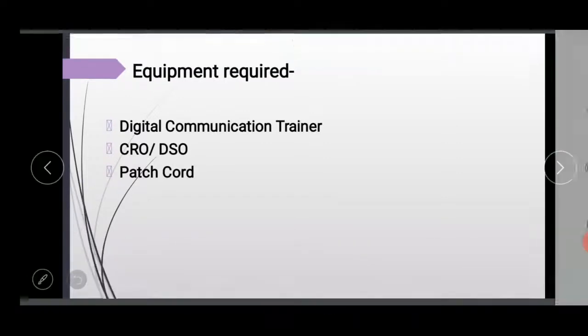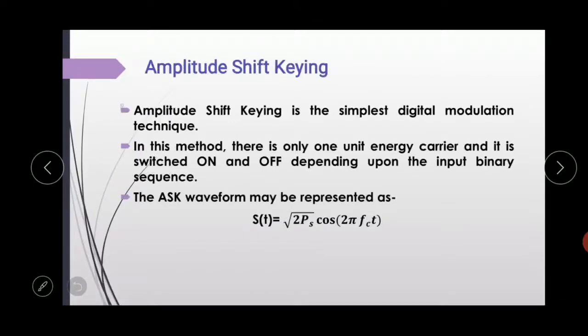So let's discuss the theory part of amplitude shift keying. In ASK, the amplitude of the carrier signal changes according to the digital input given. This is the output expression: when 1 is given, we get the carrier, and when 0 is given, at the output also we get 0.